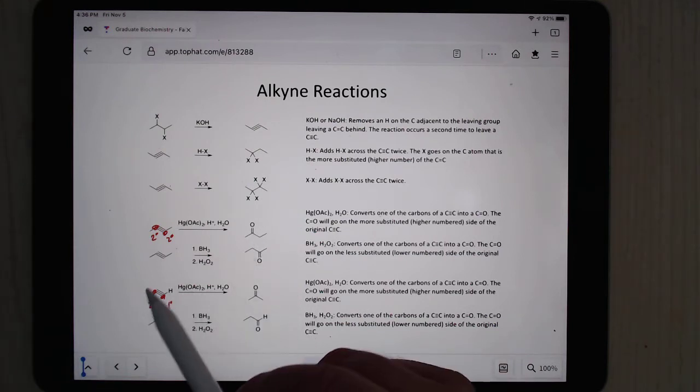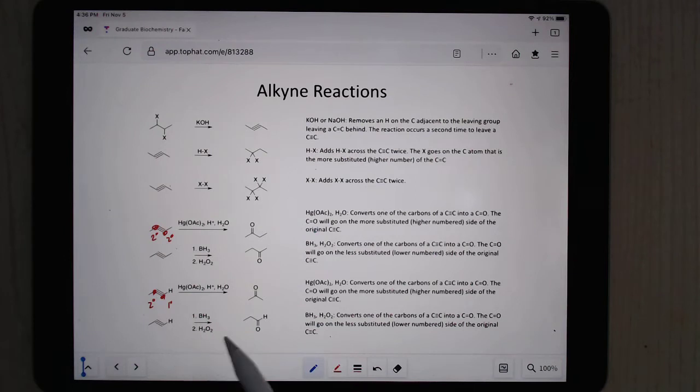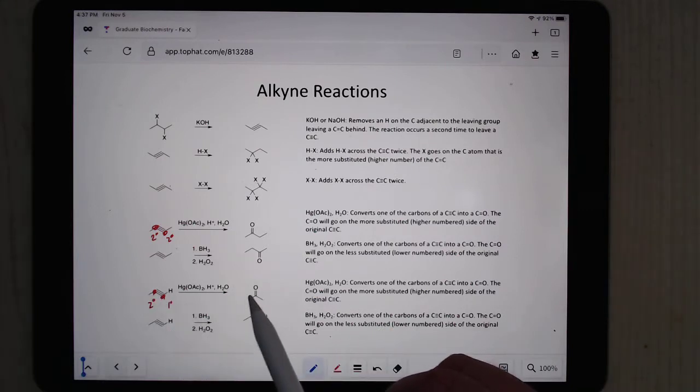So for oxymercuration, you're going to put the oxygen on the higher ordered side. For hydroboration, you're going to put the oxygen on the lower ordered side. Now, after the first time, you're going to put the oxygen on that double bond. That's not stable, and it rearranges itself into a C double bond O. So wherever that oxygen is going to go, that turns into a C double bond O.